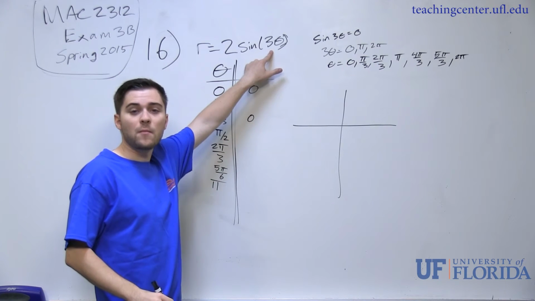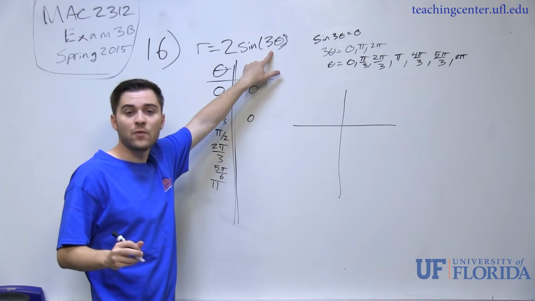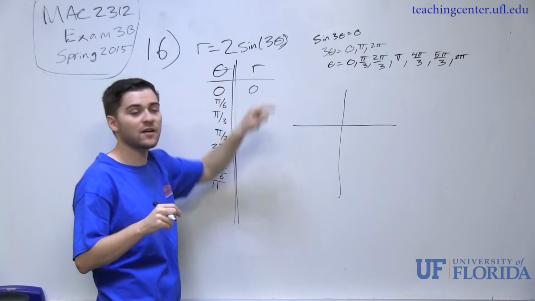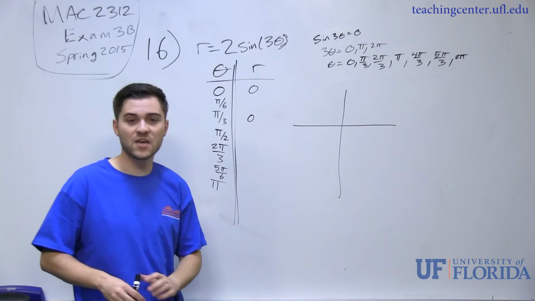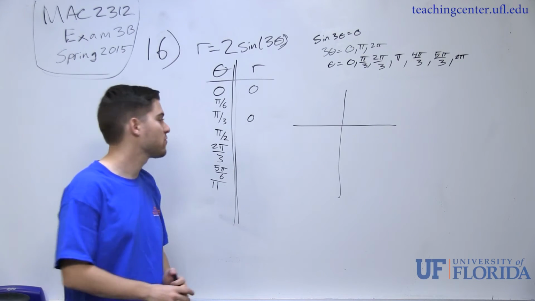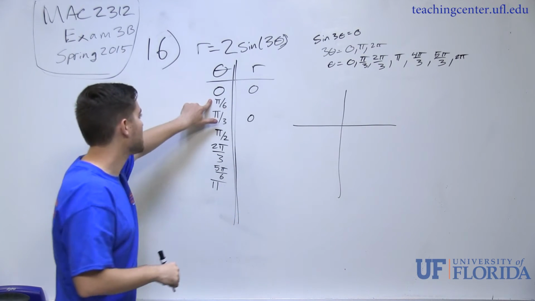Consequently, if this was an even number, like 2 or something, it would have 2 times that amount of petals. So sine of 2 theta, we would be looking for 4 petals in that case. But because we're sticking with 3 in this case, 3 is just 3 petals. So let's go ahead and figure out some of these values.